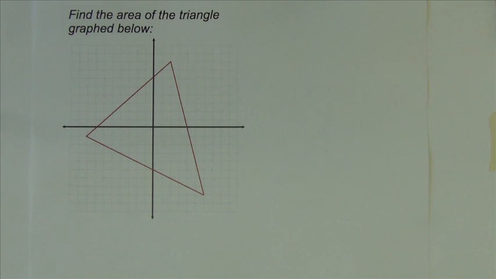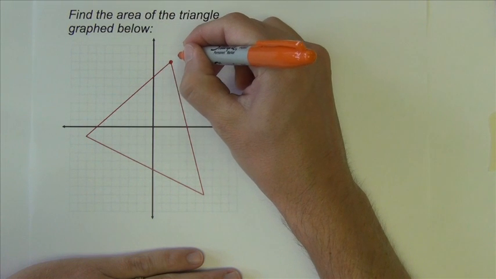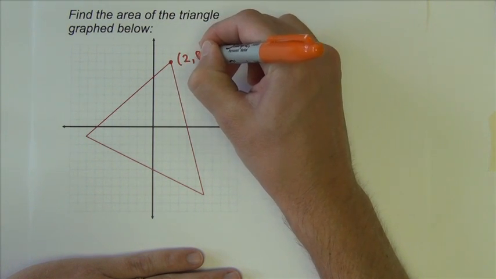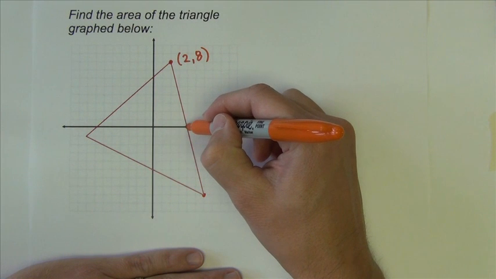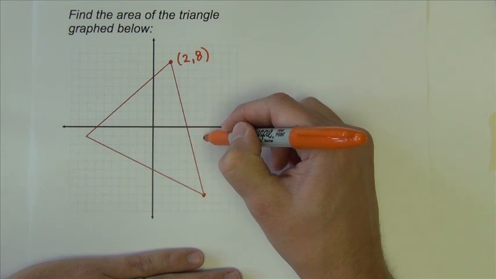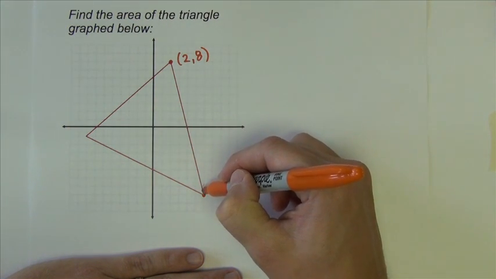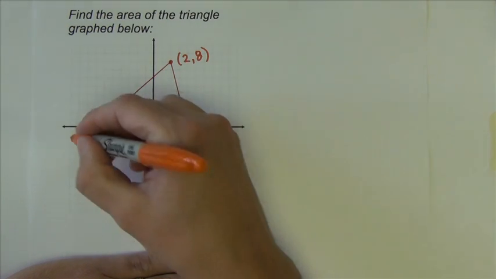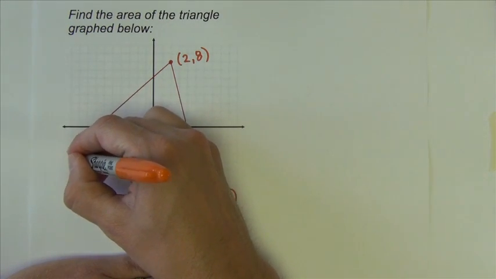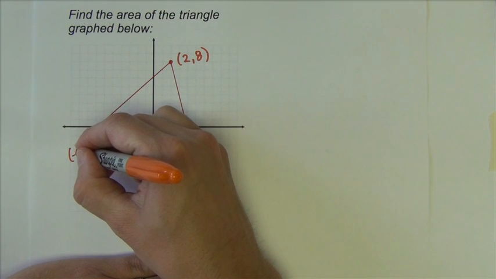Directions say find the area of the triangle graphed below. First, we need all these ordered pair points. This point is 2, 8. This point, 1, 2, 3, 4, 5, 6. This one is 6, -8. And this point looks like -8, -1.